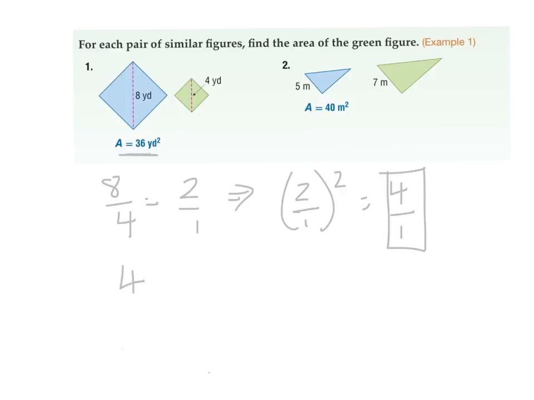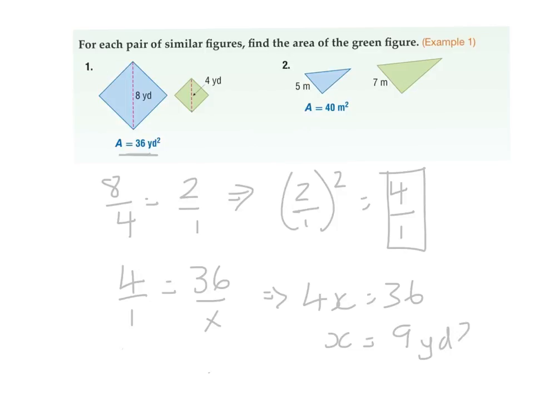So it's 4 over 1 equals, and what do you know? Well, the area is 36. So it's going to be 36 over x. Cross multiply, you get 4x equals 36. So x is going to equal 9. And its area is going to be 9 yards squared. So if this one is 36, this one here must be 9 yards squared.